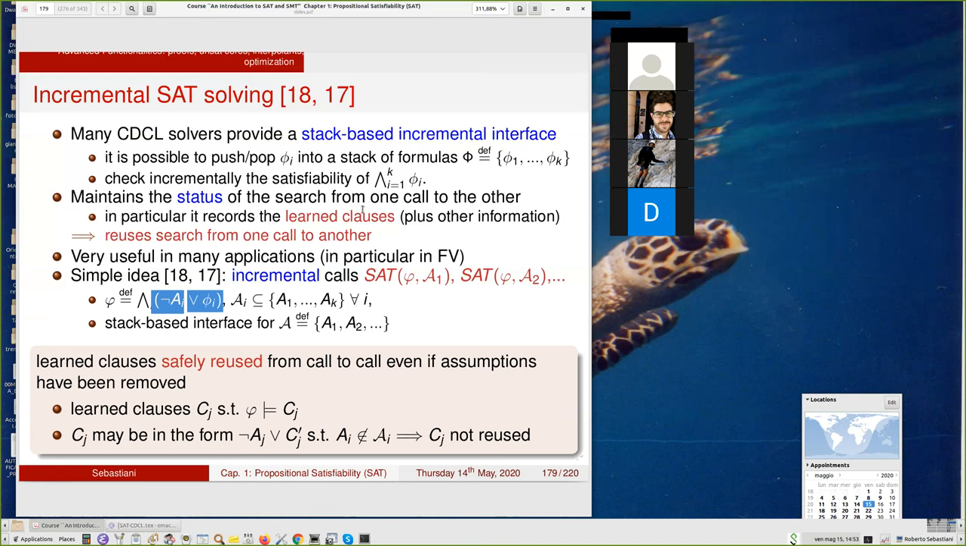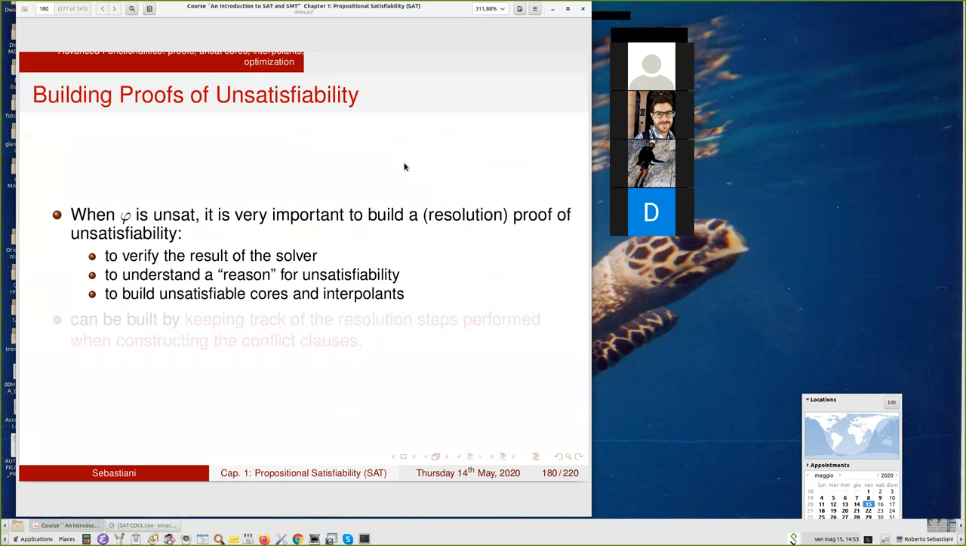Okay, so is it clear how incremental solving is performed? Yes? Okay, fantastic.